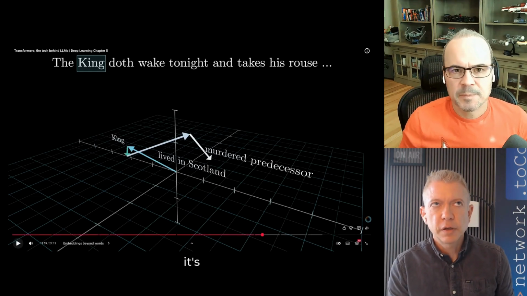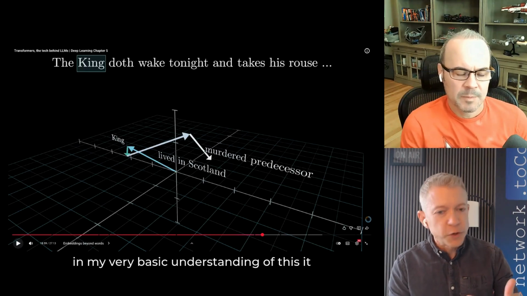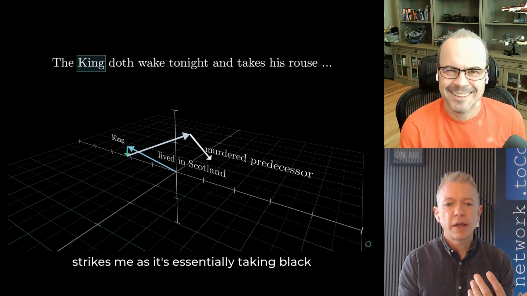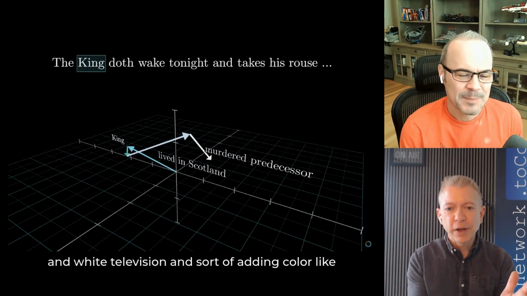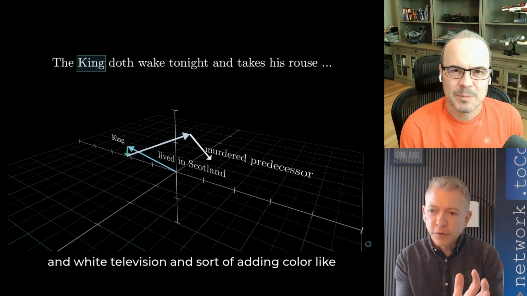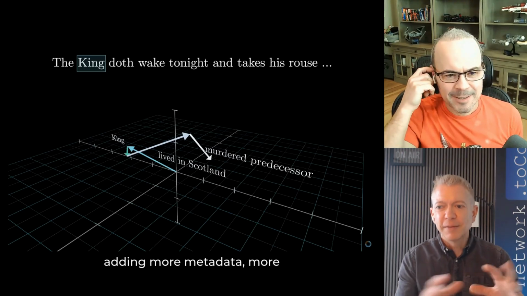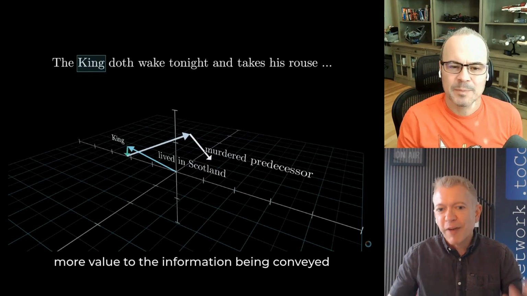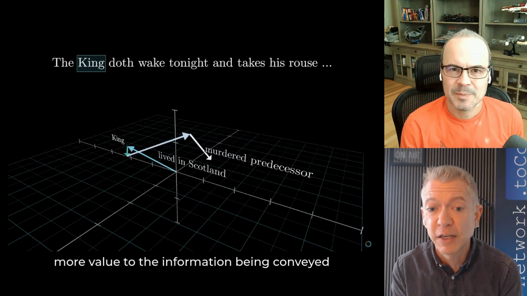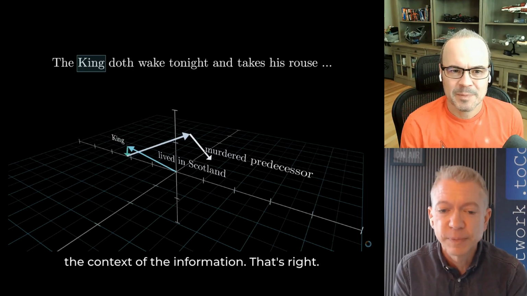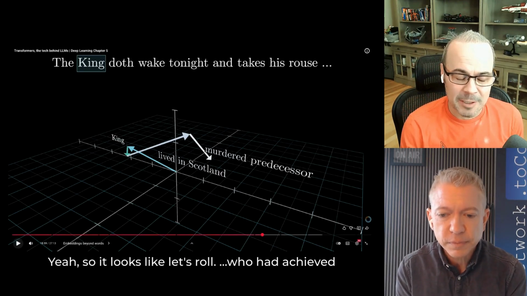Yeah, in my very basic understanding of this, it strikes me as essentially taking black and white television and adding color, like adding more metadata, more value to the information being conveyed, the context of the information. That's right. Yeah. So let's roll.